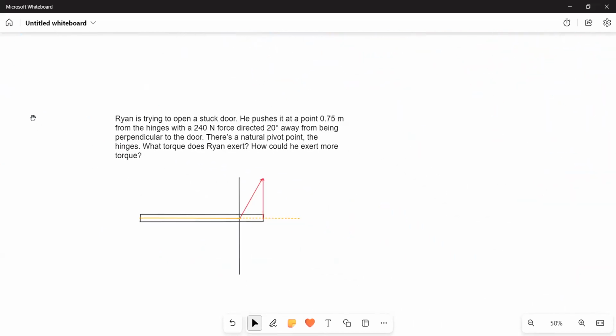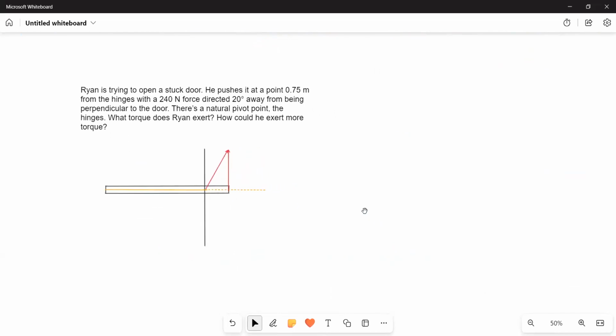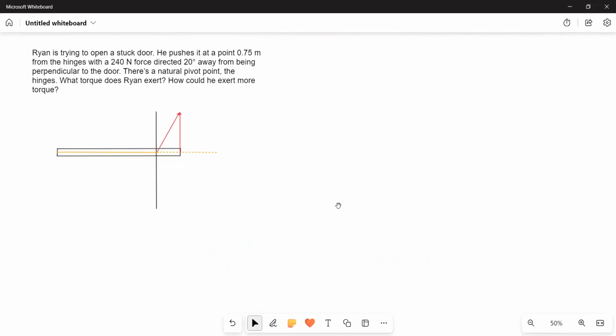Here, Ryan is trying to open a stuck door. He pushes it at a point 0.75 meters from the hinges with a 240 Newton force directed 20 degrees away from being perpendicular to the door. There is a natural pivot point, the hinges. What torque does Ryan exert? How could he exert more torque?